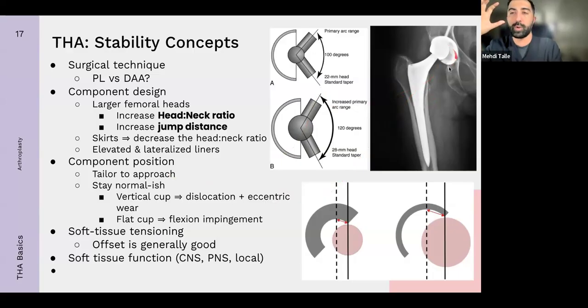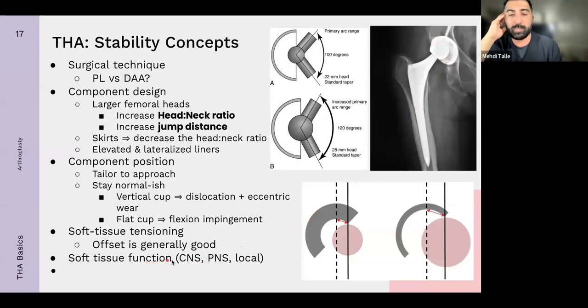Some more catastrophic things can happen. If you put a cup in very vertically, as you can probably appreciate, this ball is not sitting centered in this cup. It's actually sitting eccentric here. This is the product of chronic eccentric wear, and that can increase your chance of dislocation. Versus if you put in a cup too flat, that can lead to a position where you impinge at an earlier range of motion than preferred.